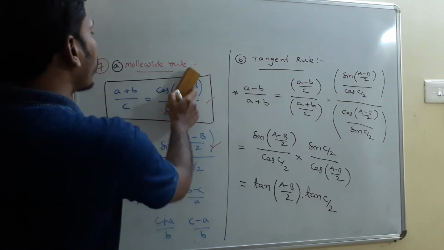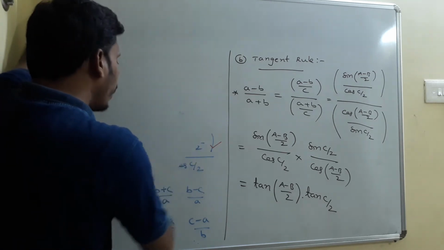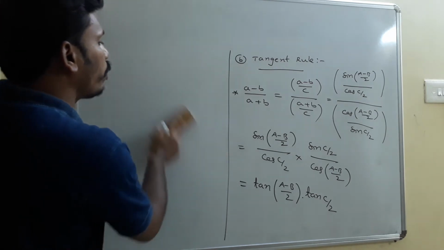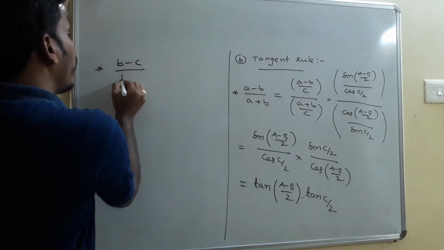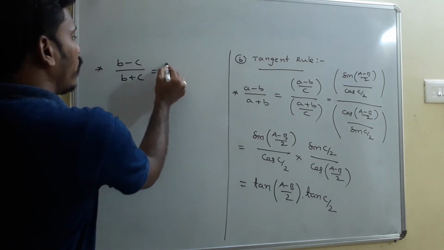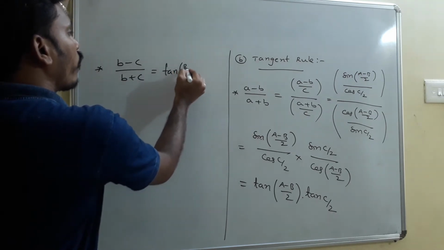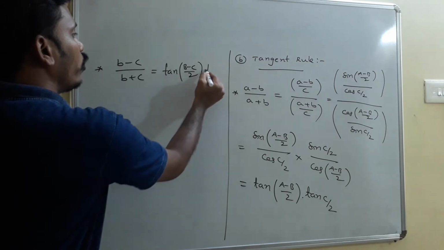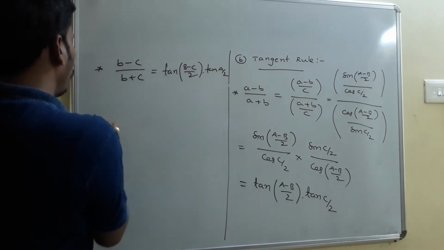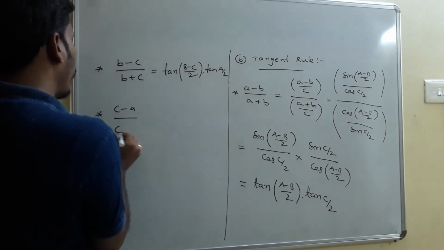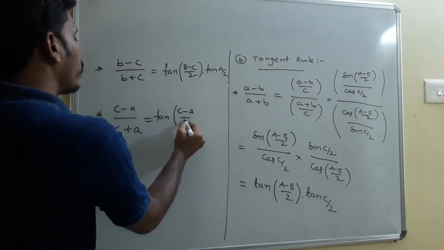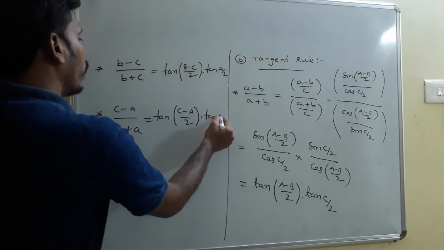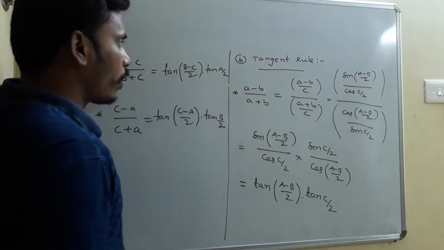Similar to that a minus b by a plus b, there is a chance to write b minus c and c minus a also. Okay. Similarly, we will write that b minus c by b plus c is equal to tan of (b minus c) by 2 into tan a by 2, and c minus a by c plus a is equal to tan of (c minus a) by 2 into tan b by 2. And this is the tangent rule.